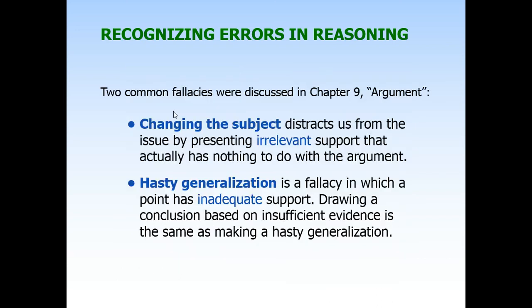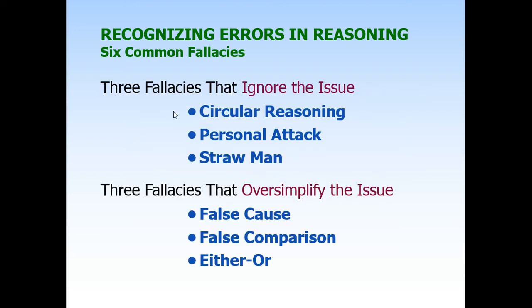So, when we talked about an argument, some common fallacies are changing the subject. They distract us from the issue by presenting irrelevant support, so it goes off on what we call a tangent. And hasty generalization, which we talked about, is a fallacy with inadequate support. There's not enough information or support for the argument. Then there are three fallacies that ignore the issue: circular reasoning, personal attack, and straw man. And three fallacies that oversimplify the issue.